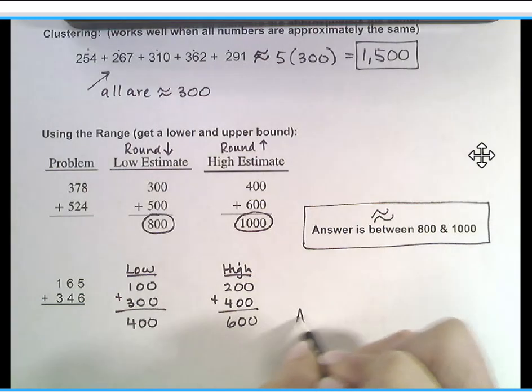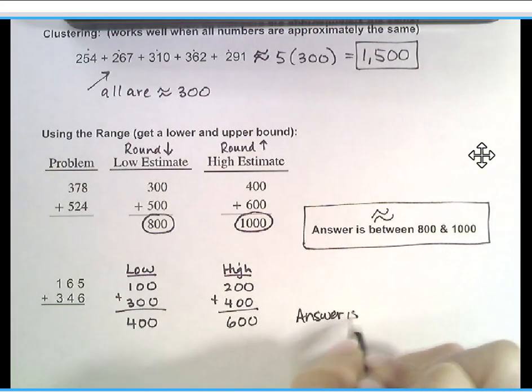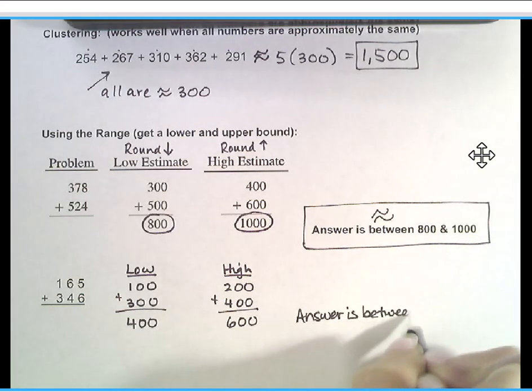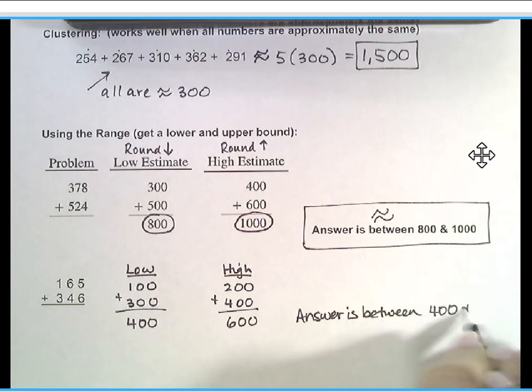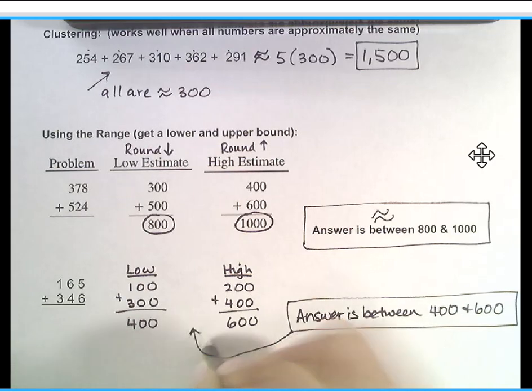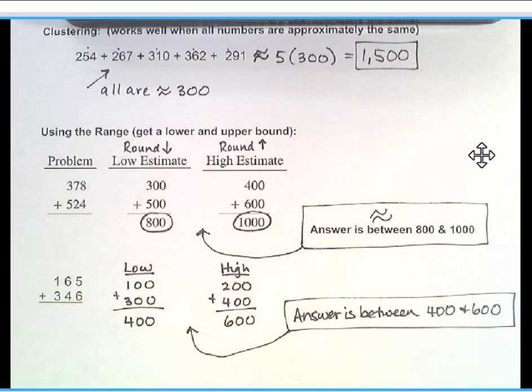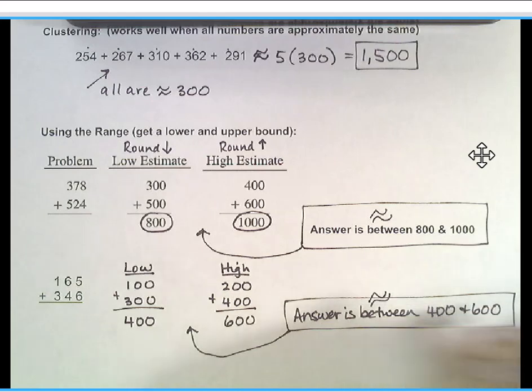So I'm going to say the answer is between 400 and 600. Somewhere in between those numbers. And it's approximately between 400 and 600. So that's how you can get a range as your estimate.